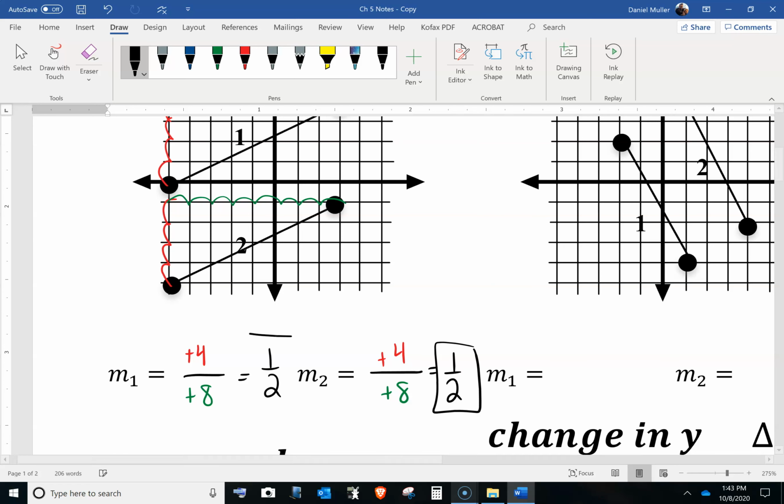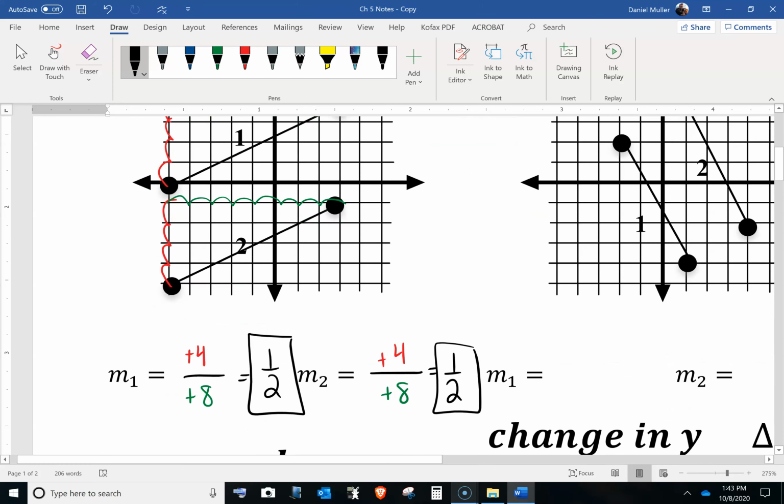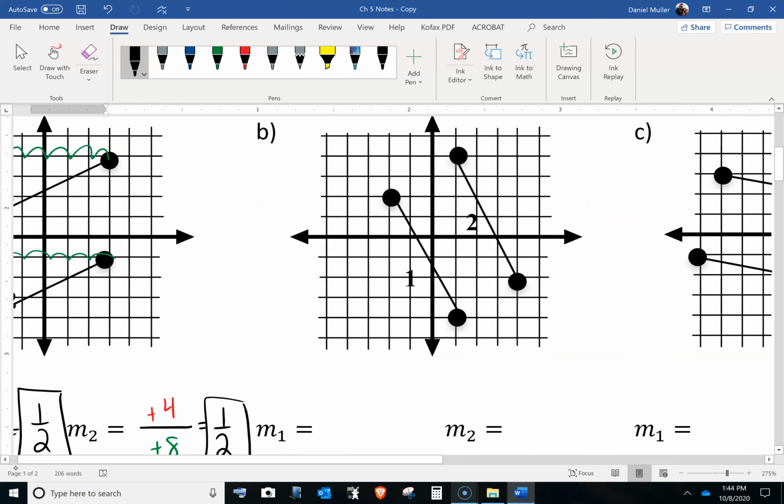So we notice that it's telling us here that these graphs have parallel lines. Both of these lines are parallel, and we notice that their steepness, their slope, are identical. All right, take a look at the next one.